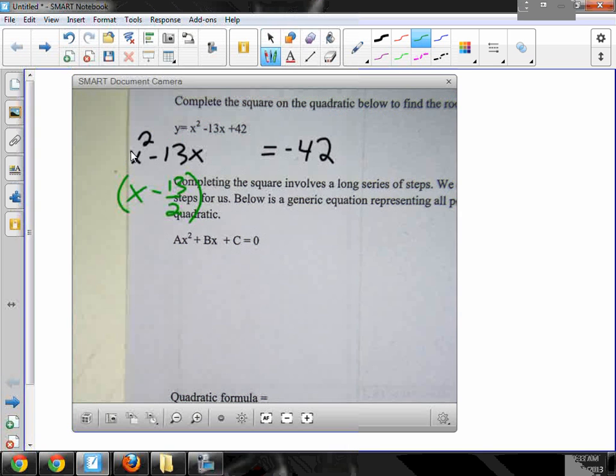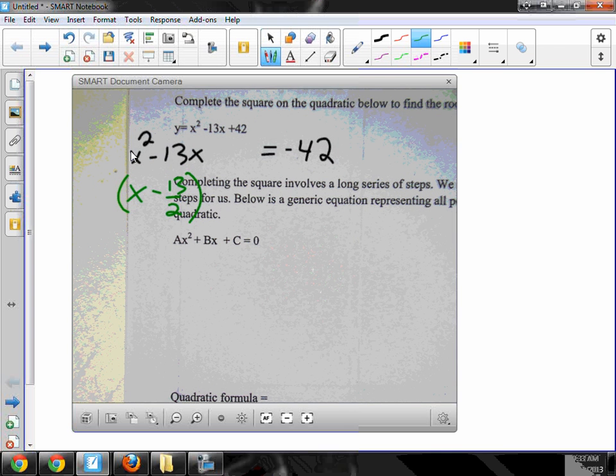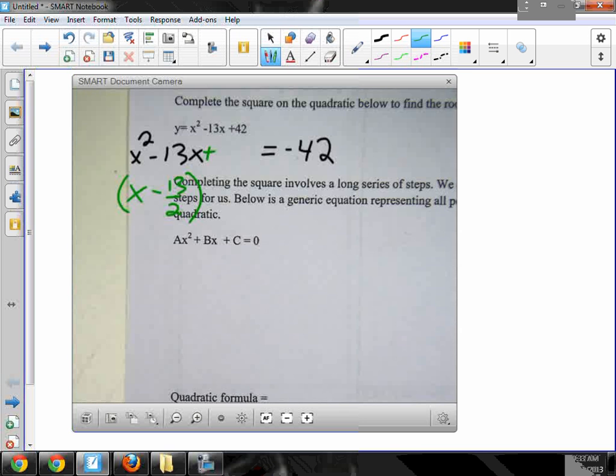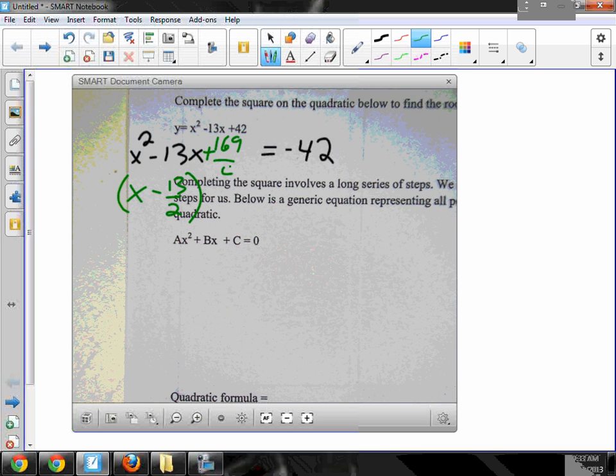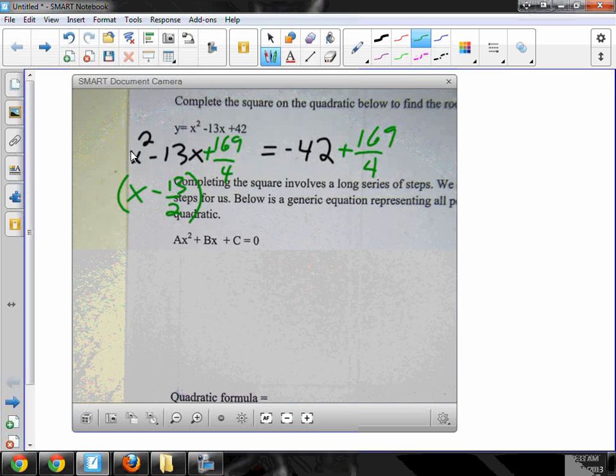Well, if my factor is negative 13 halves, what is my perfect square? 13 times 13 is 169 over 2 times 2 is 4. So plus 169 over 4 plus 169 over 4. Okay, so negative 42 plus 169 over 4 is 1/4.